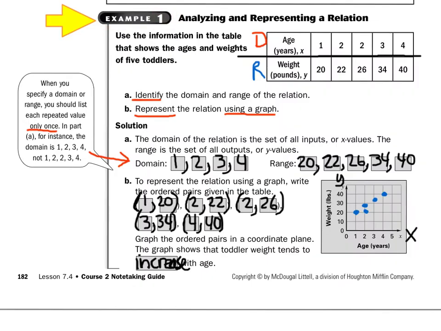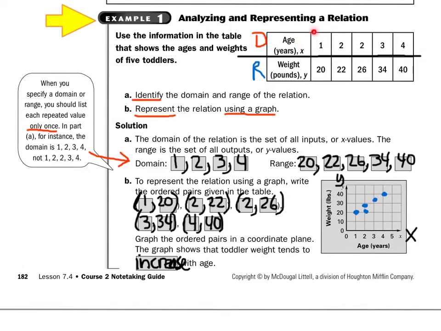Okay, take a look at example 1. Use the information in the table that shows the ages and weights of 5 toddlers. So toddlers are little babies, but they're old enough to start walking. Okay, so take a look at this. So age in years is the X, the first one. So remember, the X is always the D in the doctor, the first letter of the abbreviation for doctor. And the weight is the Y value. It's always the second one, and that's the range.